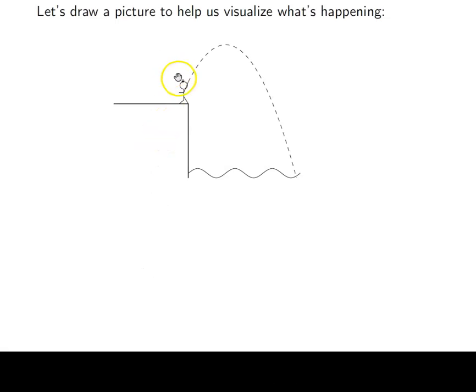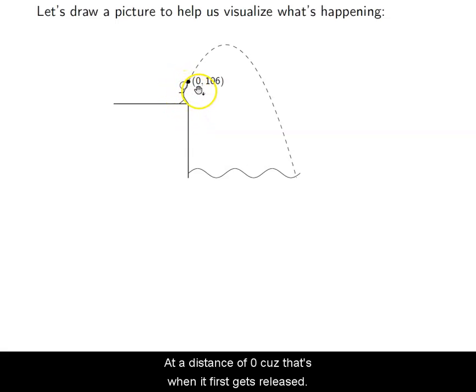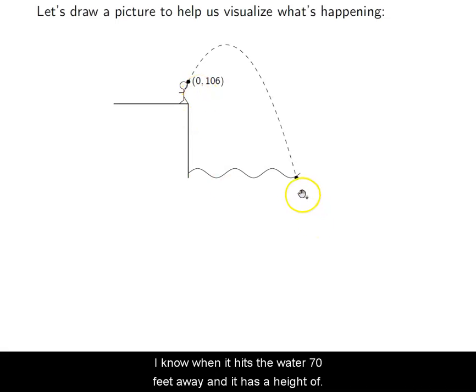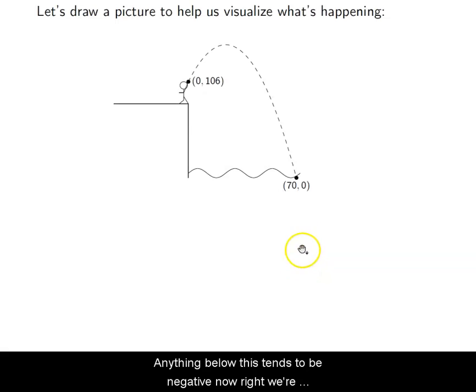So I have my trajectory. I have 1 point, 106, at a distance of 0, because that's when it first gets released. I know when it hits the water, 70 feet away, and it has a height of 0. Okay. Anything below this tends to be negative now, right? We're under sea level. In this case, we're calling this our zero, our ground, right?